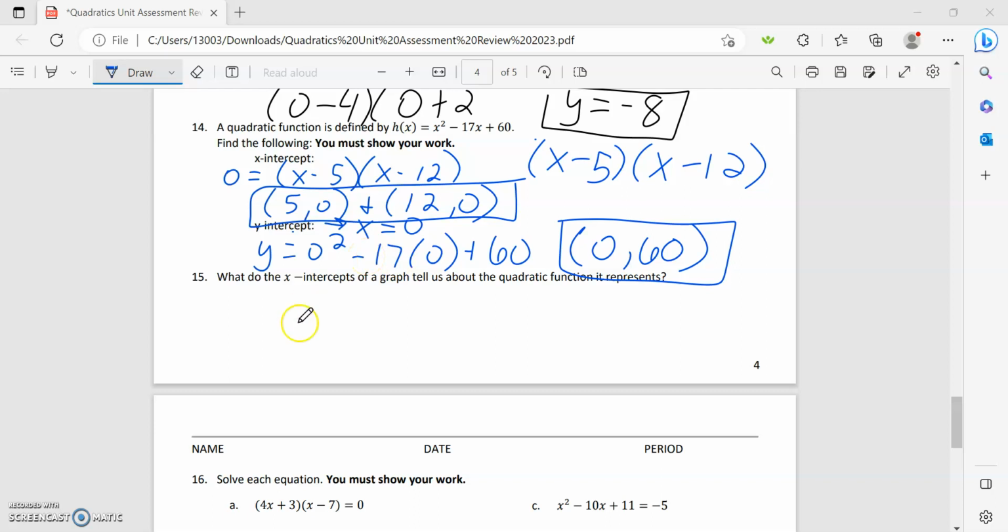We'll answer 15 real quick. What do the x-intercepts of a graph tell you? They tell you the solutions of the function.